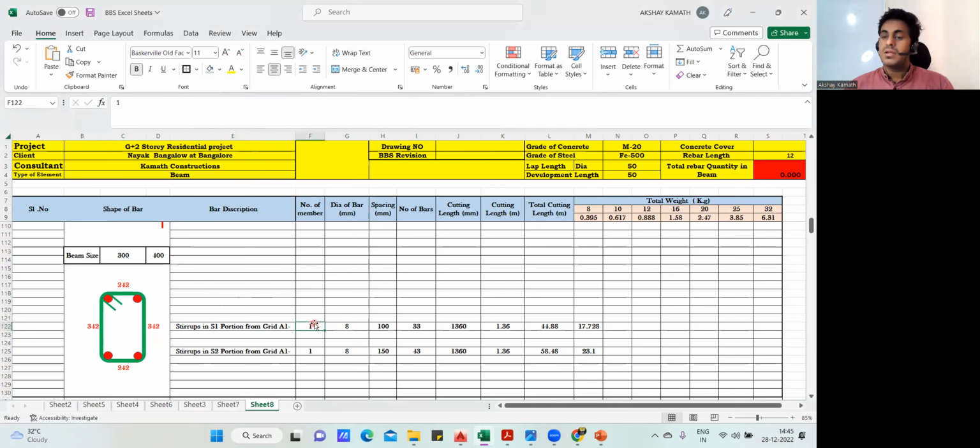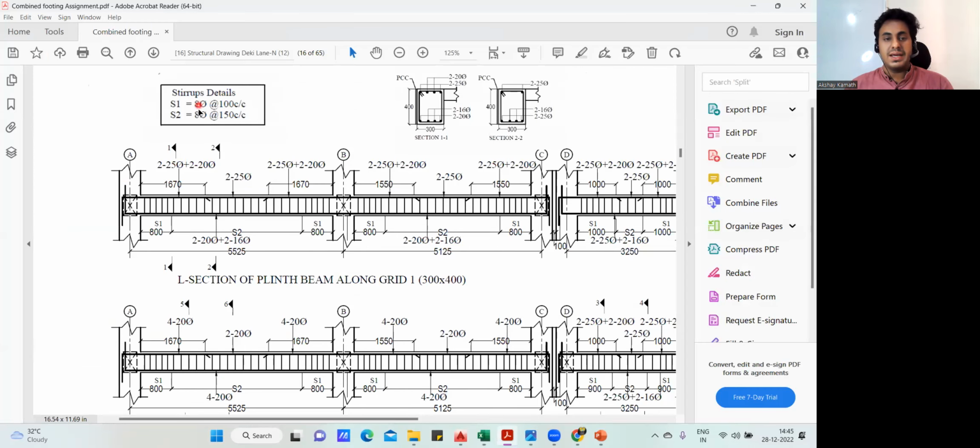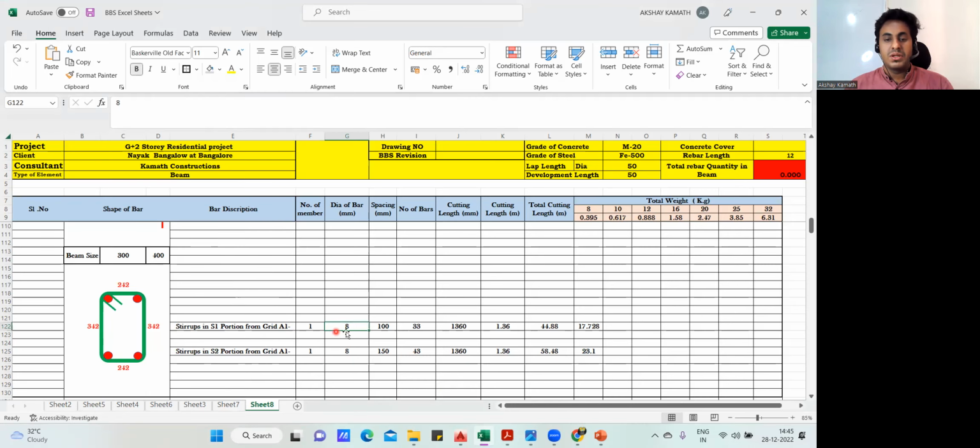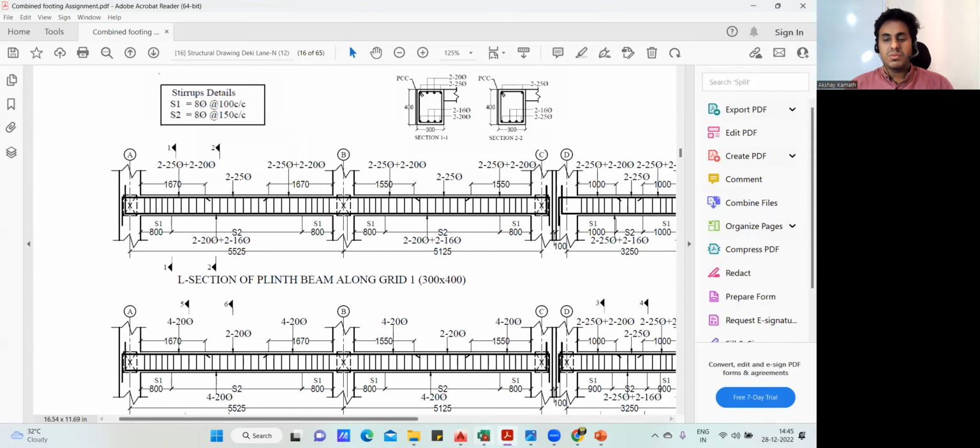How many members are there? Only one member. What is the diameter of your stirrup? 8 mm. That is mentioned here. It is 8 diameter. Finish. I have written 8 here. Okay. What is the spacing? Spacing is written 100 mm. So it is mentioned 100, so I'm taking 100 mm.